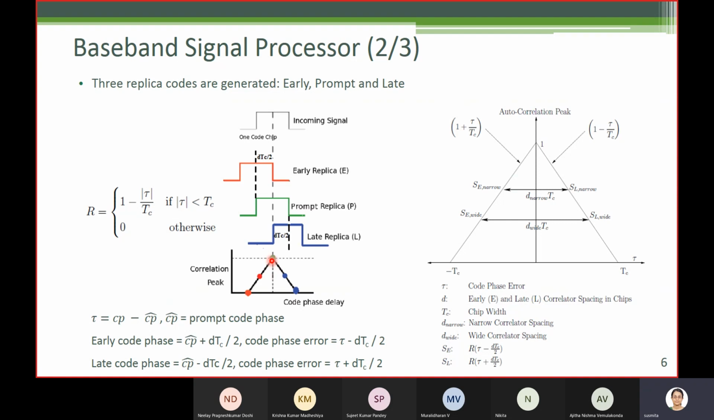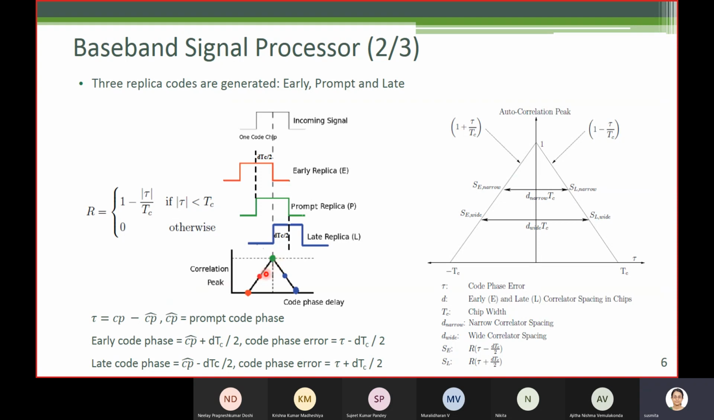Why do we want this? See, when the prompt is aligned with the incoming, both early and late have the same value. What if the prompt is not aligned? Let's say the prompt midpoint is yet to come. It is not perfectly aligned, so it will come here. So this much is the error. Because tau is not 0 now and has some non-zero value, the corresponding correlation will be less than 1, so it will come here. This green point here will be shifted down.